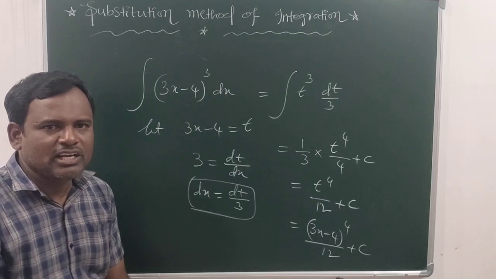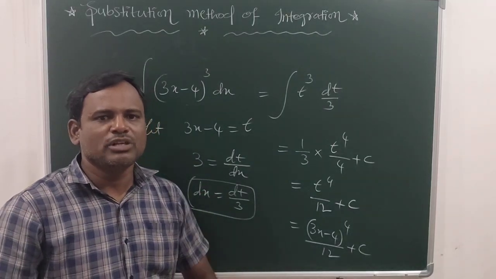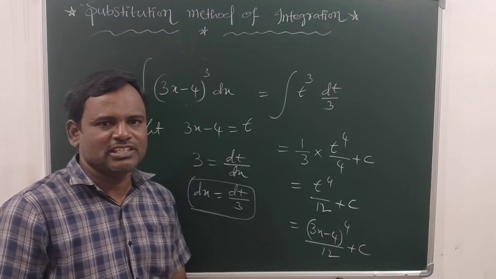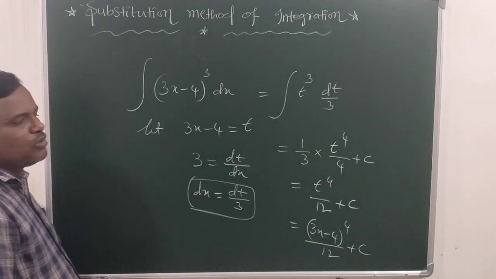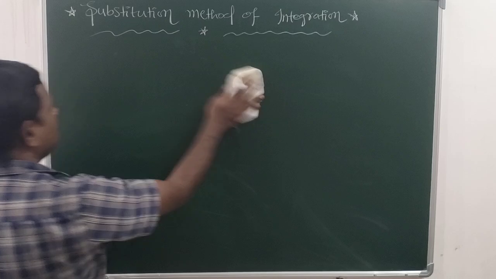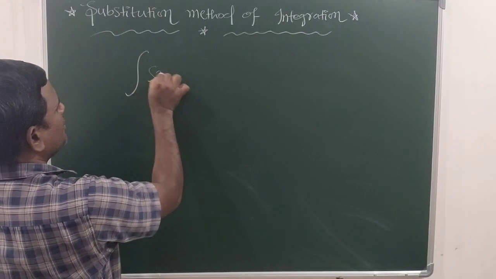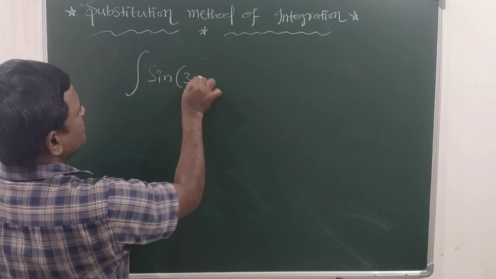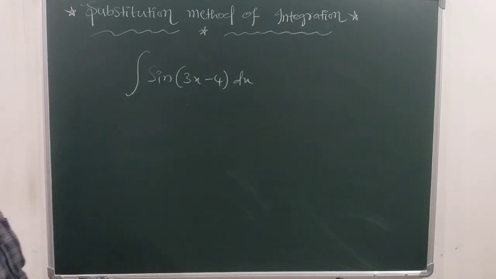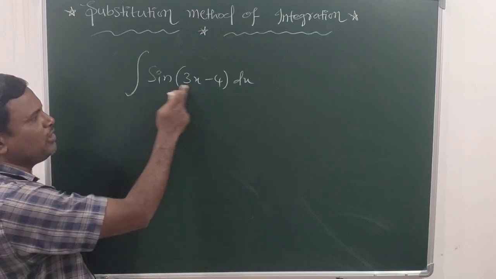Okay. So doing the integral of every function by the standard formulas is somewhat difficult, so we follow the alternative method to evaluate integrals. Now let us go for one more function integral. See this: integral of sine of 3x minus 4 dx. If a function is given like this, how do you do it? Same, this one also we follow the substitution method.